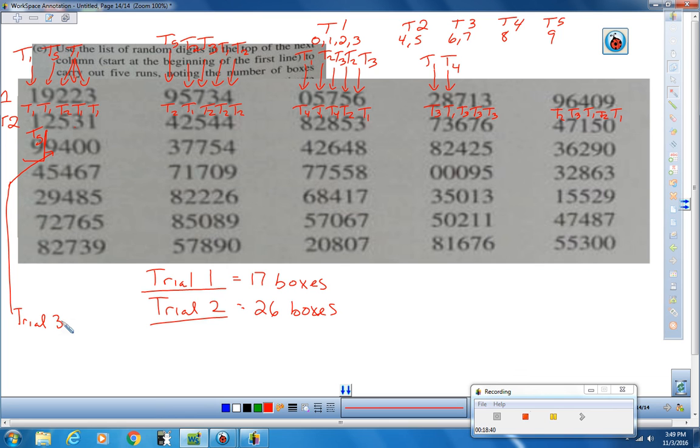And now I'm getting kind of messy, but if this was your AP exam, you'd have a lot more room than I'm currently showing you right now. Okay? So trial 3 will start. We have toy 5. We have toy 2. A couple of toy 1s.